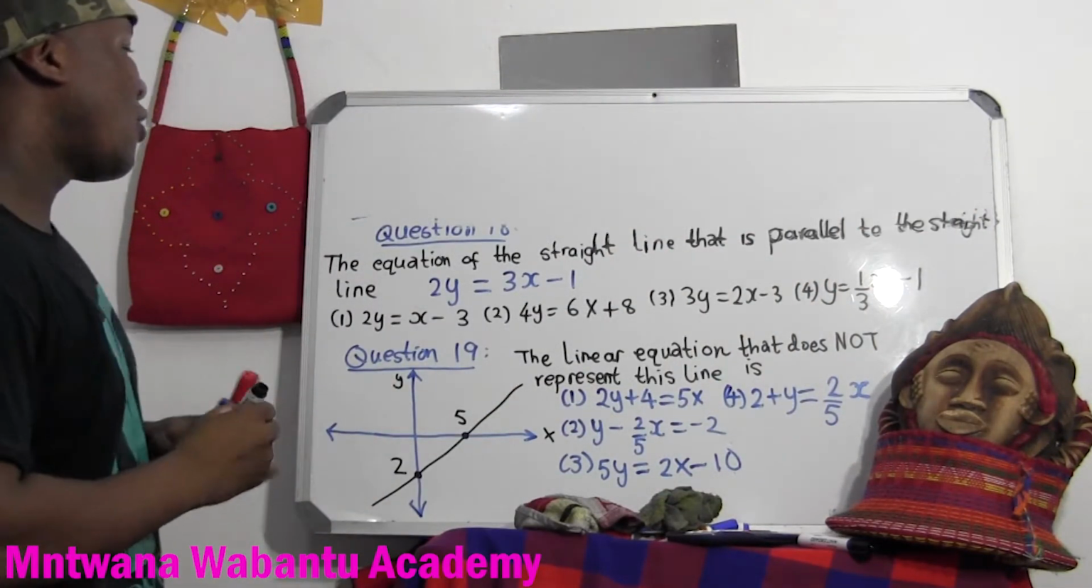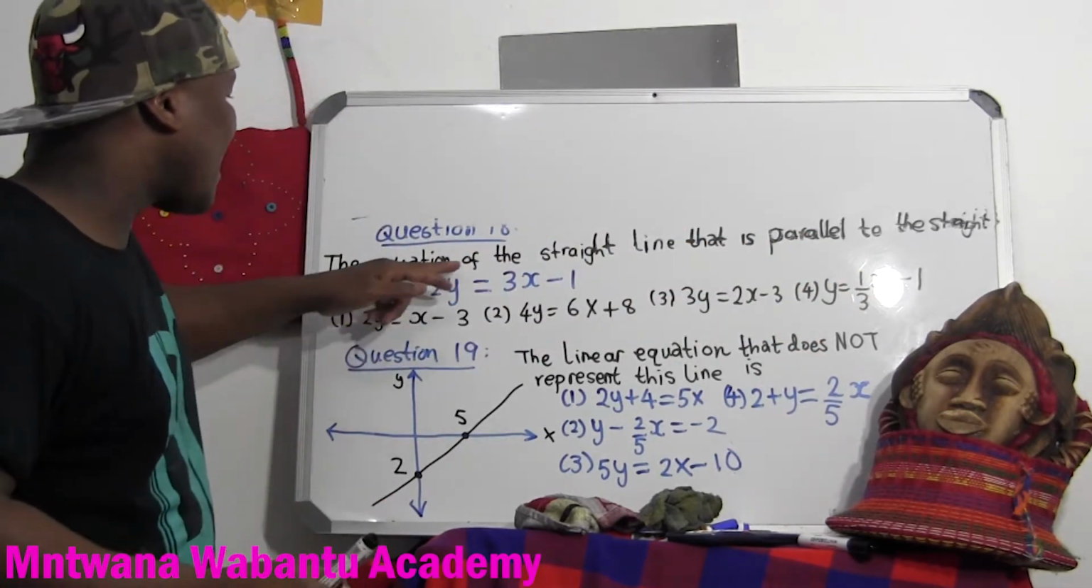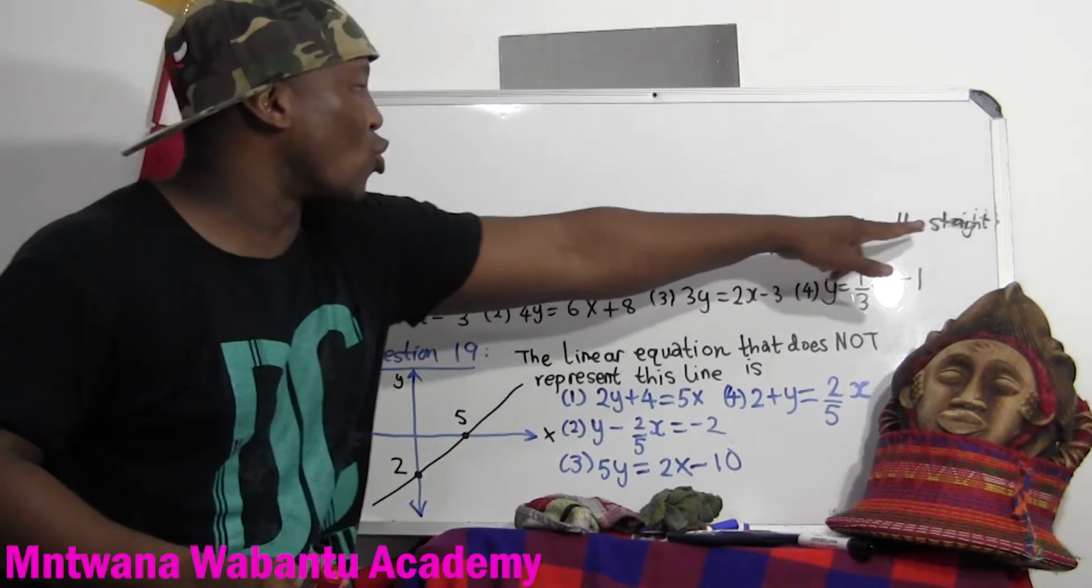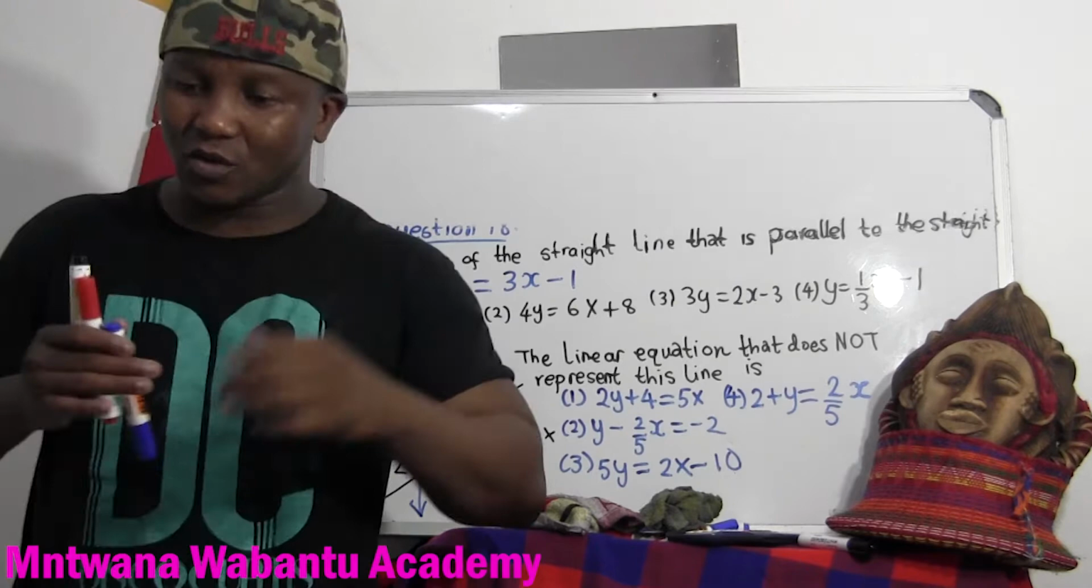line. Okay, so now they give us a lot of lines here. So we want to know which line is going to be parallel to the straight line. So first and foremost, look. Any equation of a line. Let me show you something there.